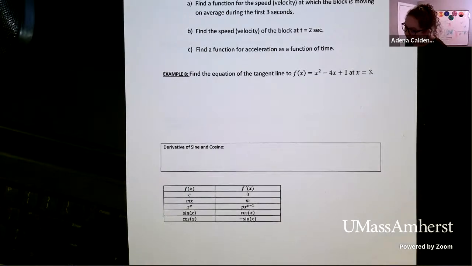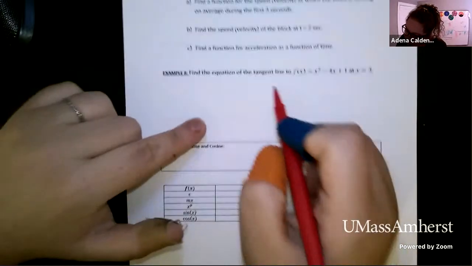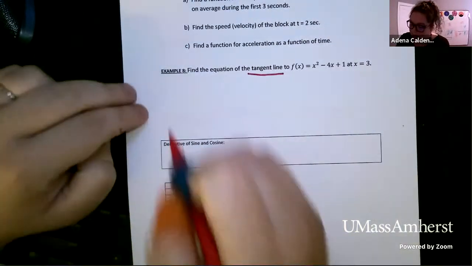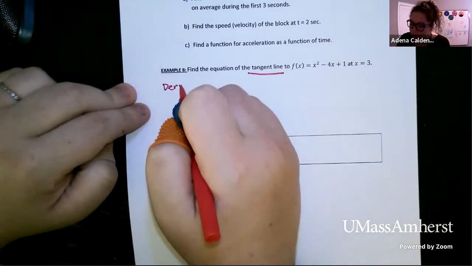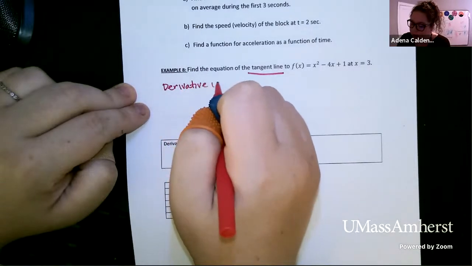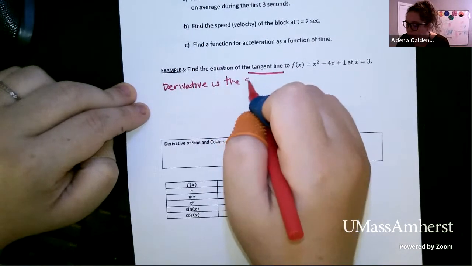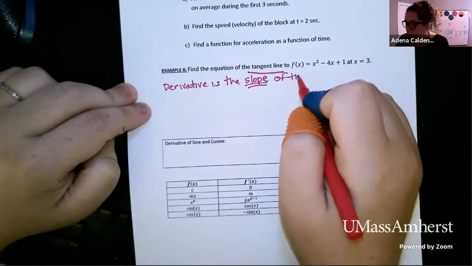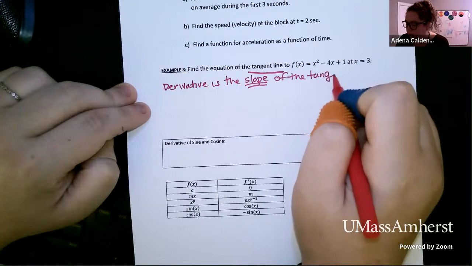Okay, so as a reminder, when we talk about the derivative, it is the slope of the tangent line.